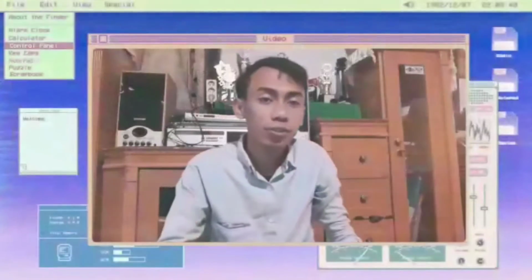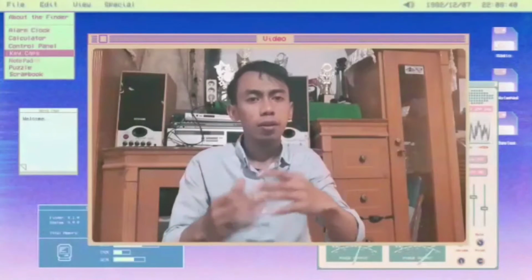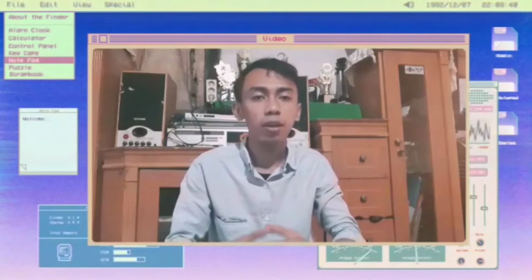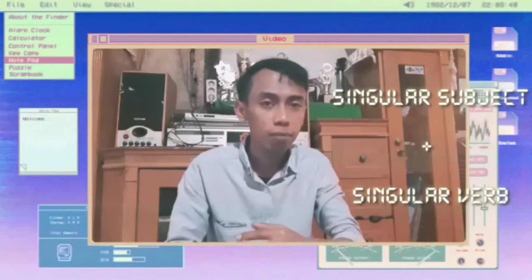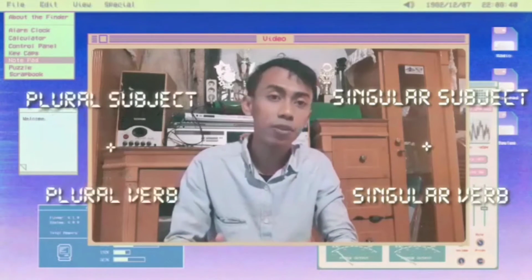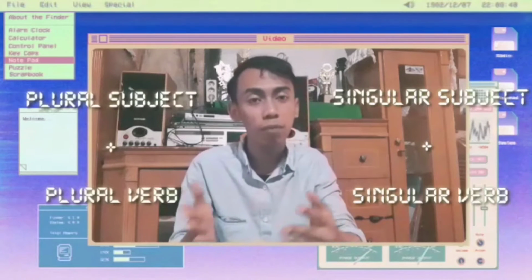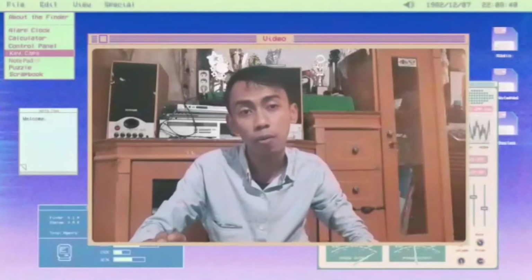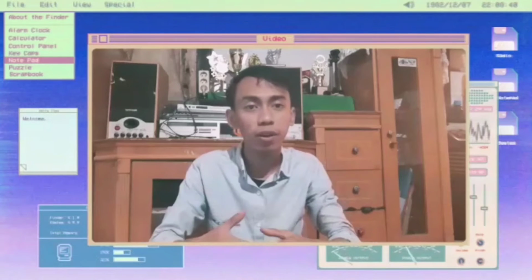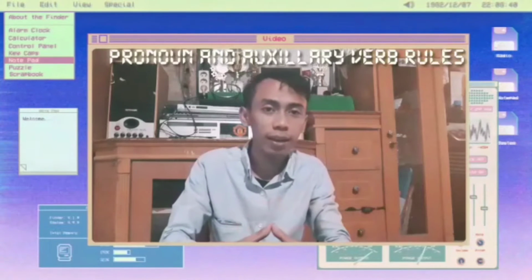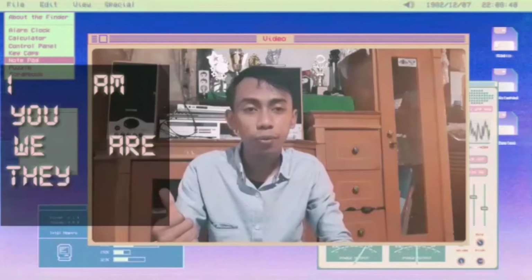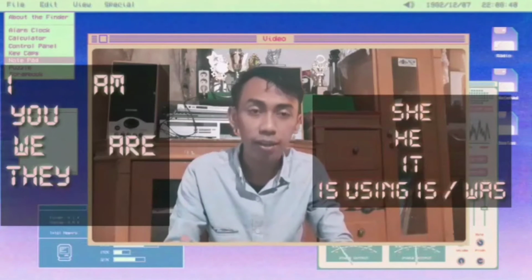Verb agreement means that subject and verb must match or be appropriate to each other in a clause or in sentences. If you're using a singular subject, it must be a singular verb too. If you're using a plural subject, it must be followed by a plural verb. So before we go to verb agreement, we have to understand what a pronoun is and what verb accompanies it. Like I, you, we, they, she, he, it. I uses am, you, we, they use are, and she, he, it use is.